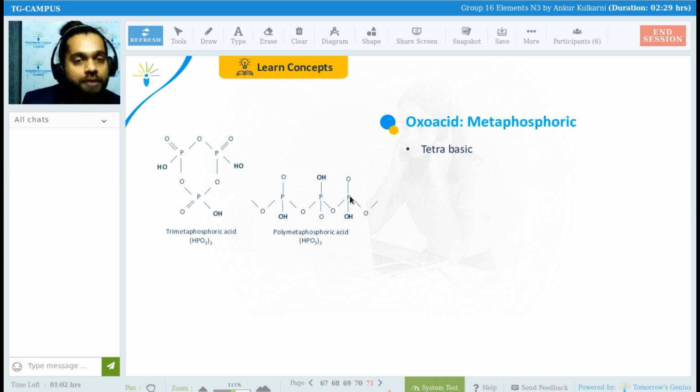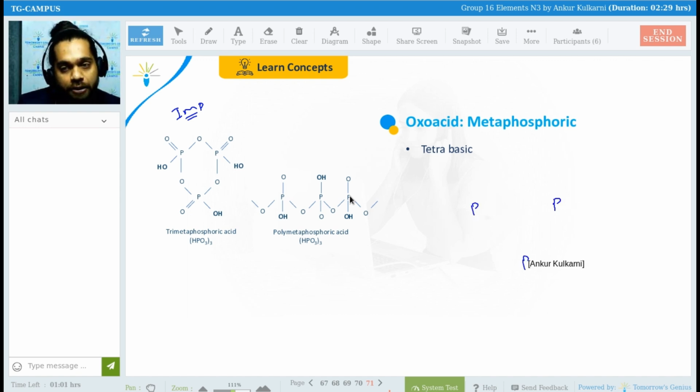Look over here, everyone. It is also important, market important, HPO3 thrice. It is called trimetaphosphoric acid. It is exact same structure, only thing is it is a cycle. Again, see how to draw this. Again, P, P, P bonds. HPO3, odd number of oxygen.